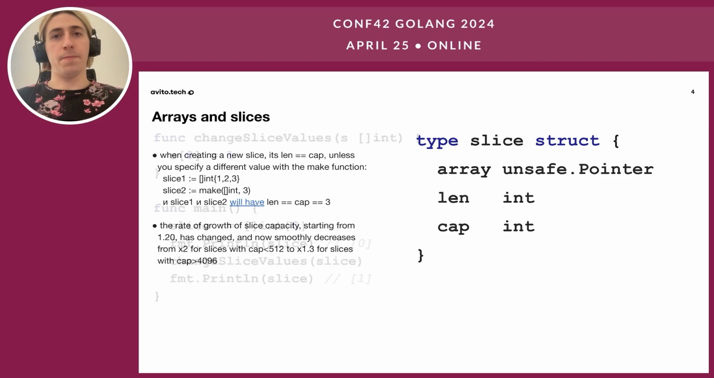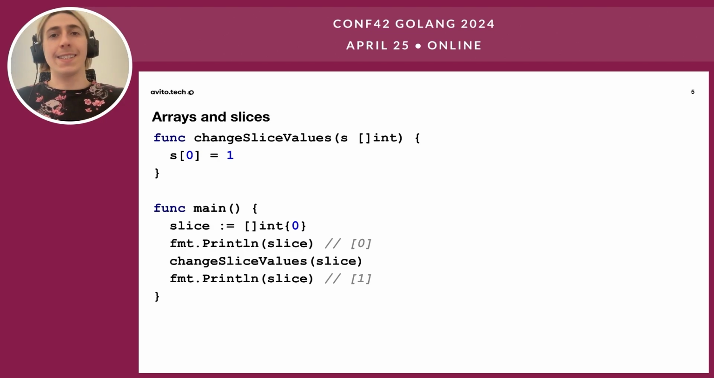Consider this example. Here we have a slice consisting of 1, 0 declared in the main. We print this slice and, as expected, see 0. After that, we call the changeSliceValues function, where we write 1 to the 0 index of the slice. Further, we print the slice in the main again and, as expected, see 1. So far, nothing unexpected has happened. The value of the first element of the slice changed as we wanted.